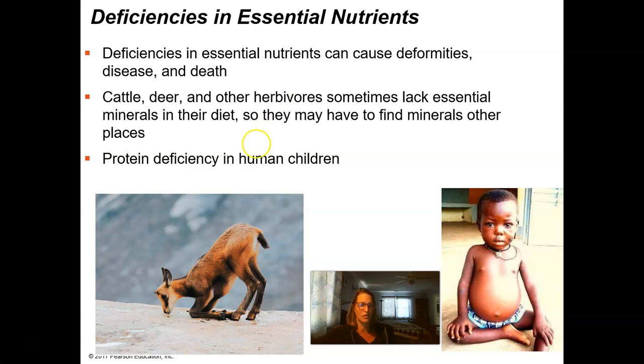So sometimes animals will be doing these weird behaviors, like this little goat is licking rocks, and it's picking up salts and phosphorus from the rocks. It only needs small amounts, but if it's lacking those nutrients, those minerals, then it can pick them up that way and sort of balance out its homeostasis.